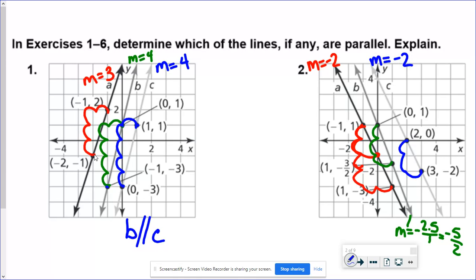So A and C are parallel. And again, you can certainly write out the words. A is parallel to C.